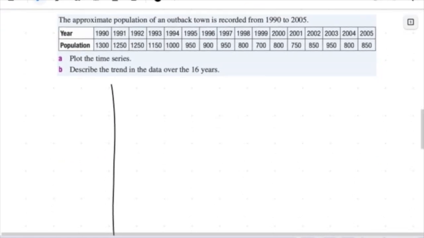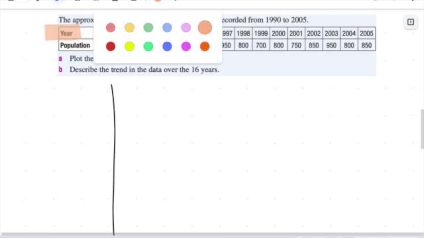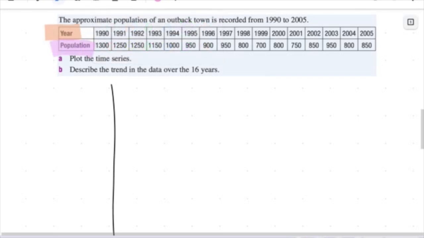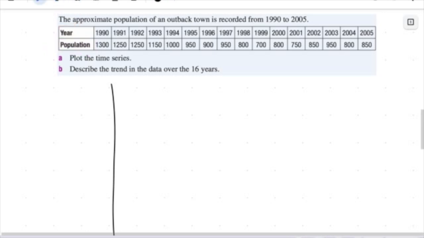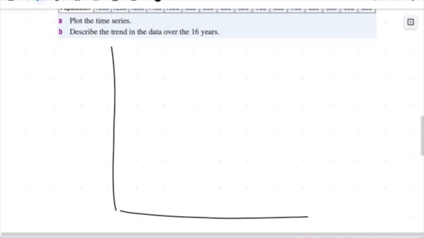Now, this says the approximate population of an outback town is recorded from 1990 to 2005. So my time here is going to be my years. So years progress, the population changes, and my variable, my thing that's changing, is the number of people that live here, the population. So we're going to practice plotting this time series. So what we're going to do is write the time on the horizontal axis, and the thing that's varying, the thing that's changing, on my vertical axis is my population.